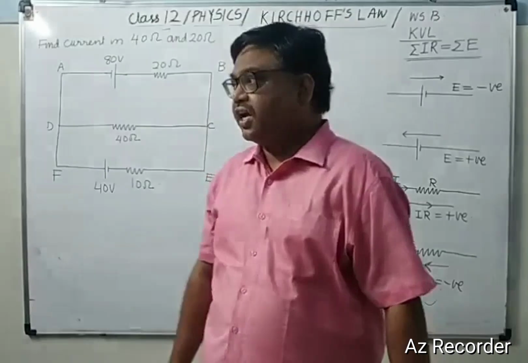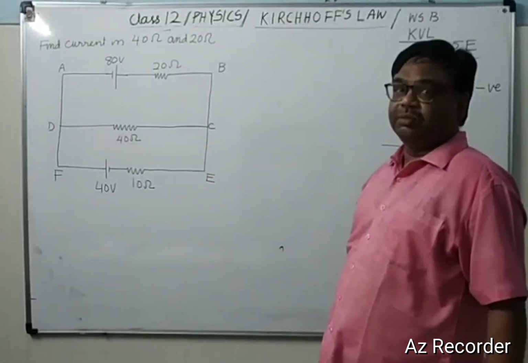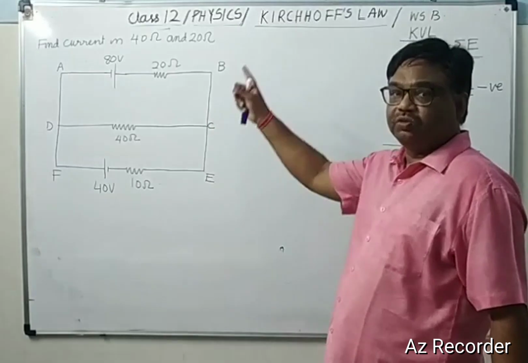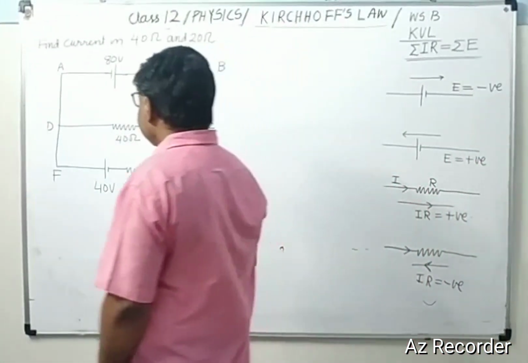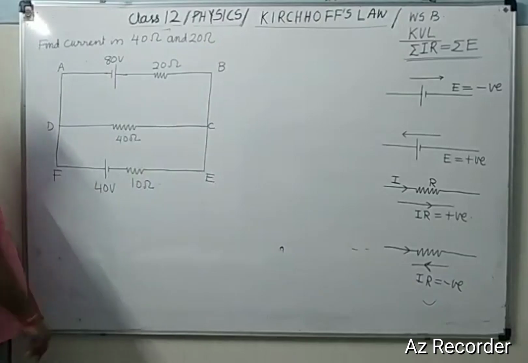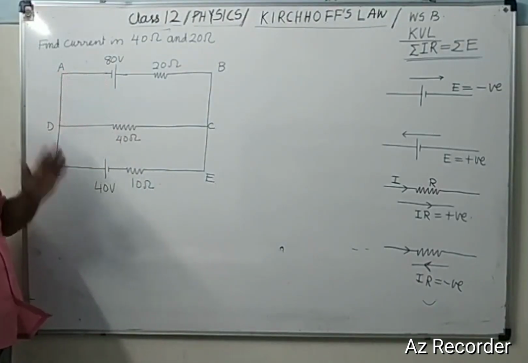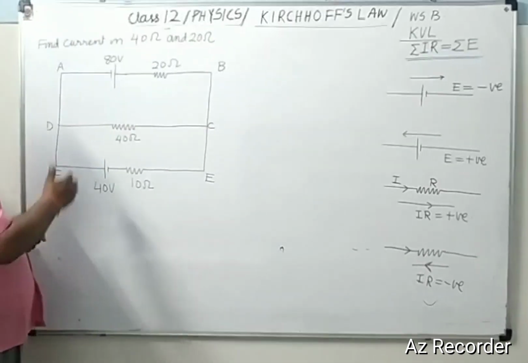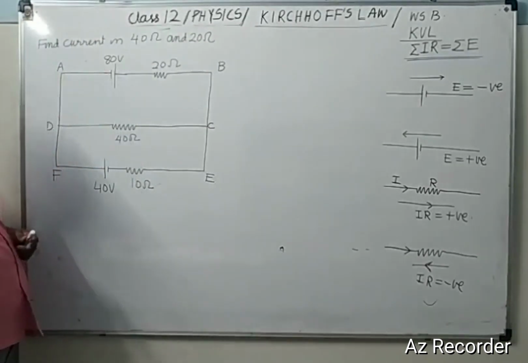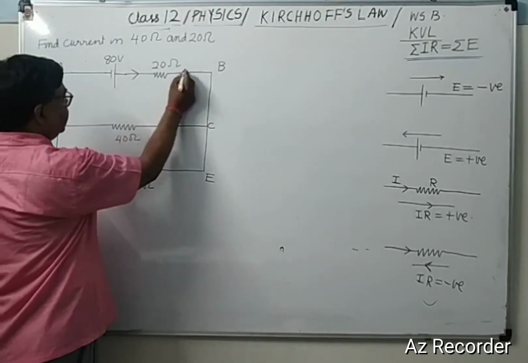This question was asked in the 2019 CBSE examination, in one set. So see here, this is the setup and you have to determine the current through the 40 ohm and 20 ohm resistors. Though there are two cells here, we will not take two currents, we will take only one current. Since it is the bigger voltage, suppose the current which comes out from here is I.